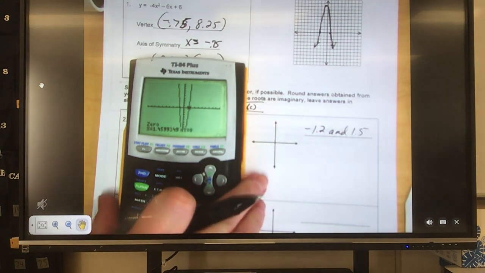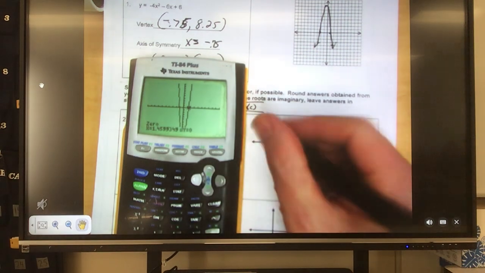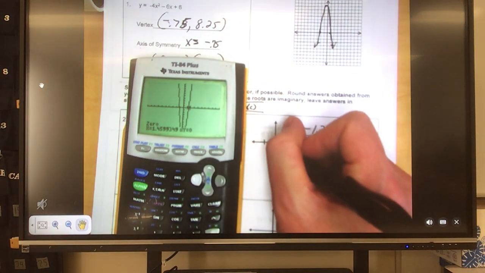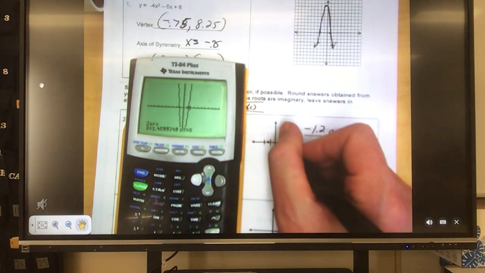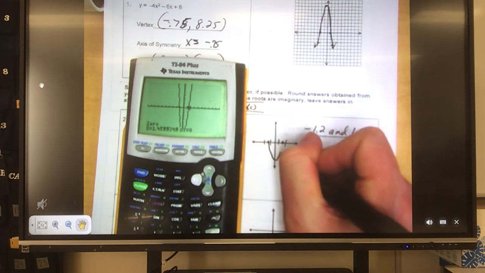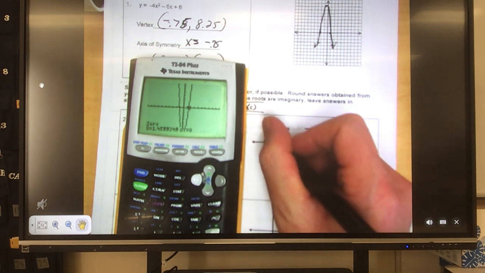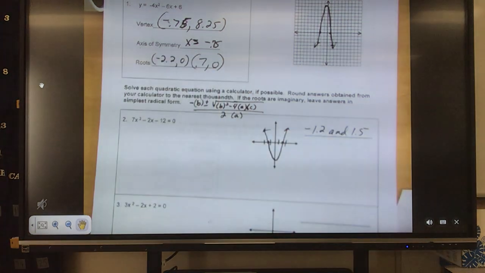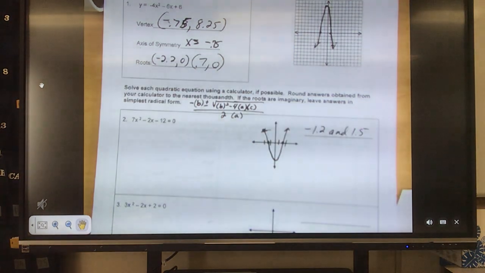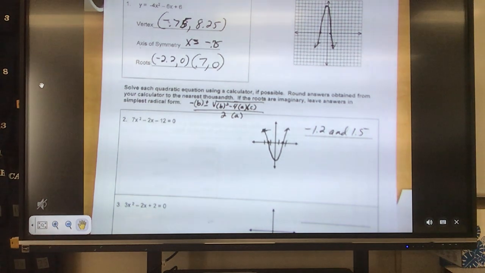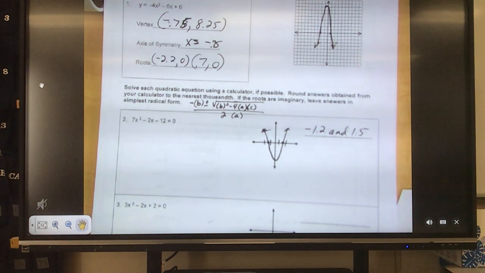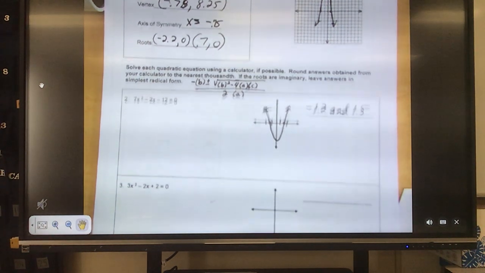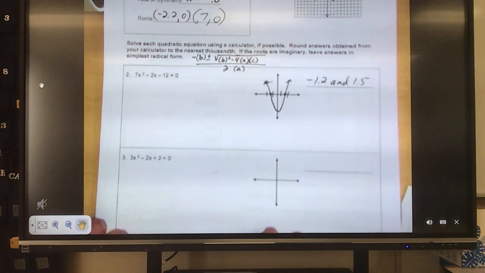1.5. I do a quick little rough sketch. So 1, 2, right about there. And then 1, 2, right in the middle. And it goes. Bingo. Too easy.